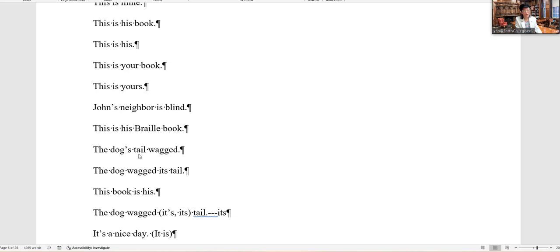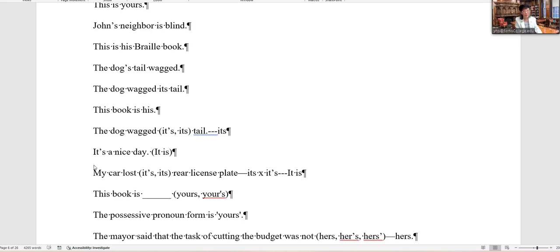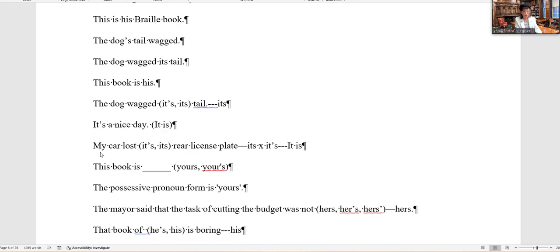The dog's tail wagged. The dog wagged its tail. When we say the dog's tail, we use an apostrophe S. But if we say the dog wagged its tail, we do not put an apostrophe S here, because if we put an apostrophe S here, it becomes it is. So always the dog wagged its tail. And then it's a nice day. When you're using a contraction, then you put the apostrophe S.